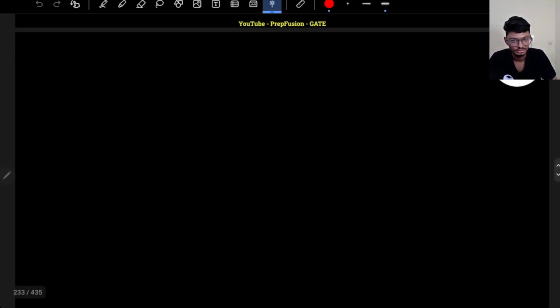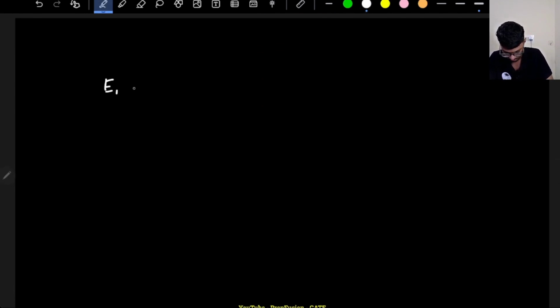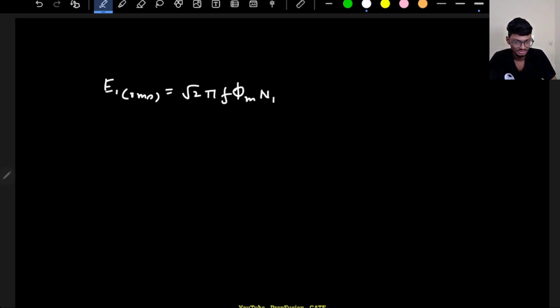Let's discuss frequency. We know one thing, that if my V RMS is fixed, then I can directly write this induced EMF voltage equation. So E1 RMS will be equal to root 2 pi f phi m into N1. Okay, so this is the RMS voltage.